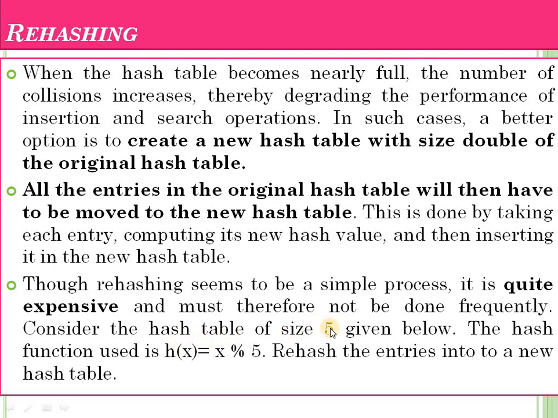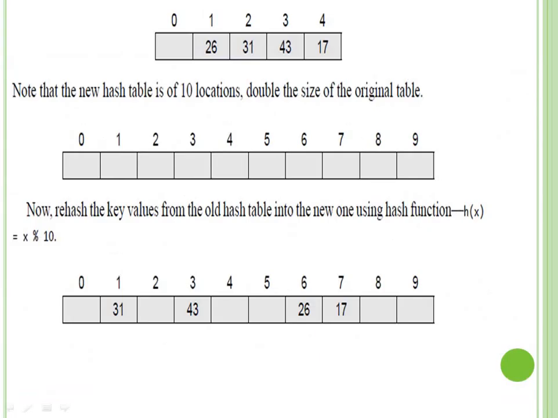Consider a hash table of size 5. We are considering here hash table size m equal to 5, and the hash function is h(x) equal to x modulo 5. Here x modulo m, where size is 5, so x modulo 5. Rehash the entries into the new hash table. Now see here 1 2 3 4 5. We have 5 blocks, which means the hash table size is now 5.